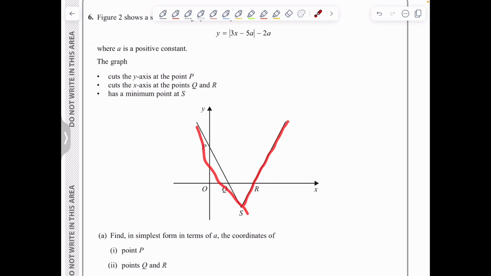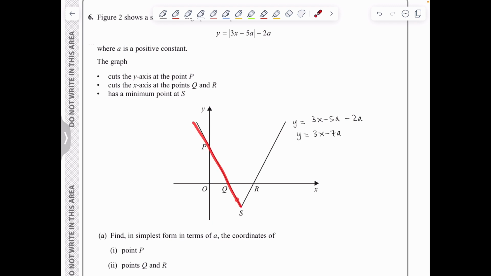On the right-hand side, I've got y is equal to 3x minus 5a minus 2a. So essentially the modulus here is behaving like a normal set of round brackets. So this simplifies to y is equal to 3x minus 7a.